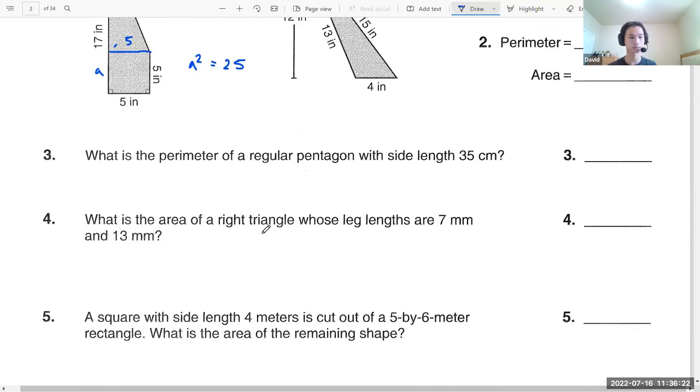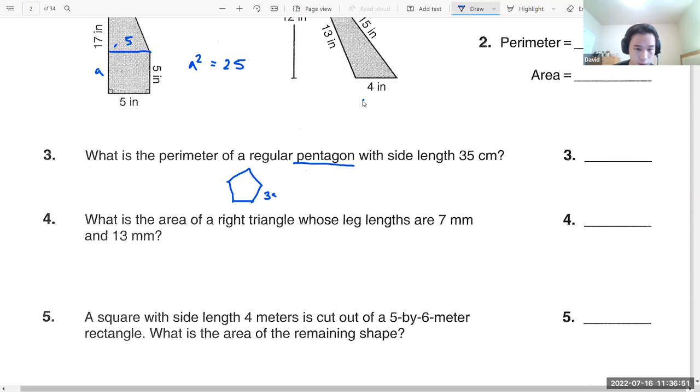Let's see. So, what is the perimeter of a regular pentagon with a side length of 35 centimeters? This question is just checking, do you know what a pentagon is? Pentagon, penta, 5, so a five-sided polygon, five-sided shape. Let's see if I can draw one here that doesn't look too bad. Boom, there we go.